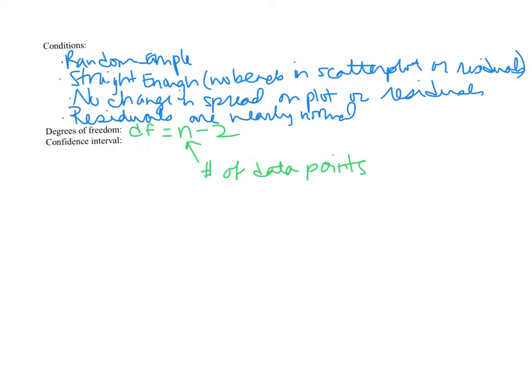I'm also going to give you the confidence interval formula. It's going to be b1, your sample slope, plus or minus t star times standard error. The margin of error here is calculated in the way that you calculated it for any t-test. So let's go ahead and do an example.